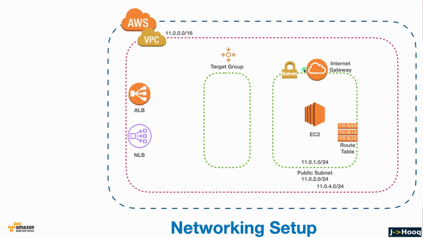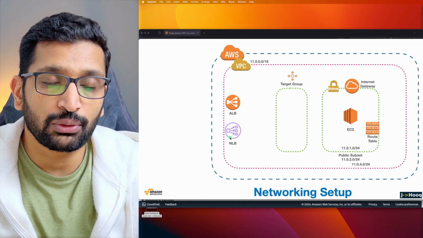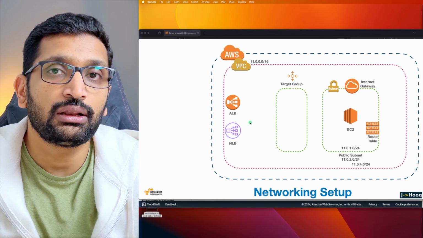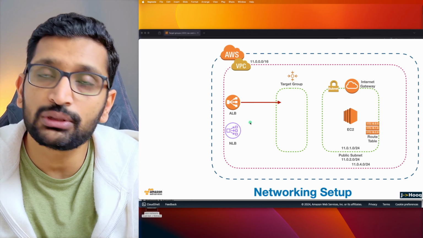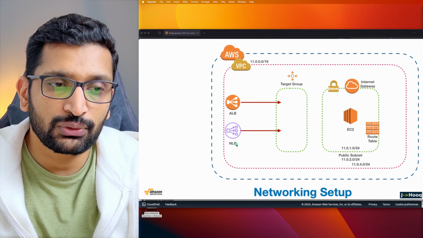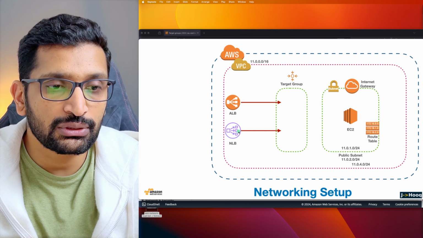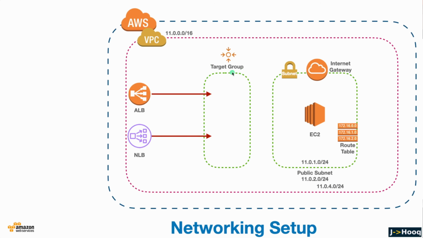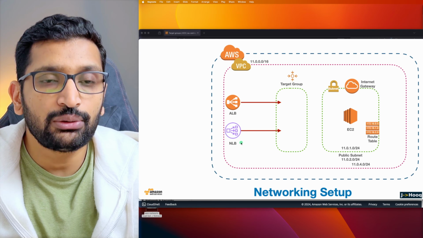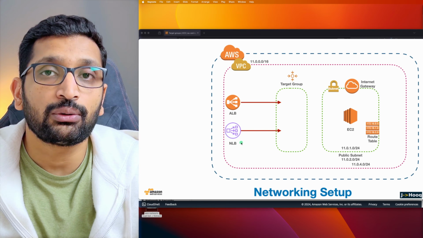Now we need to set up our network load balancer, but in the diagram you will see I have created ALB, which is application load balancer, and network load balancer. We are going to see the differences between the two, but first let's set up the network load balancer. So let's ignore this arrow as of now and just focus on this network load balancer here. This network load balancer should point to this target group which we have just created. So now the task is we need to create our network load balancer.